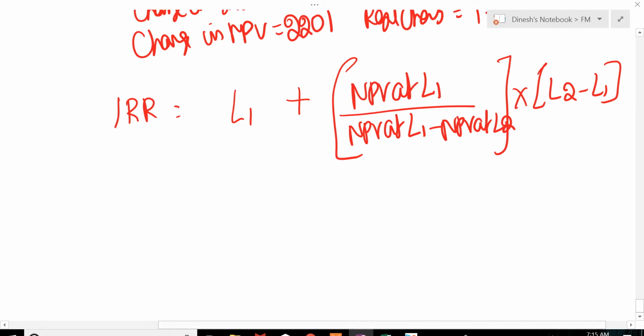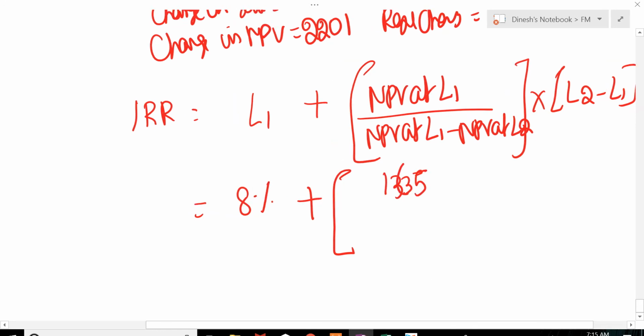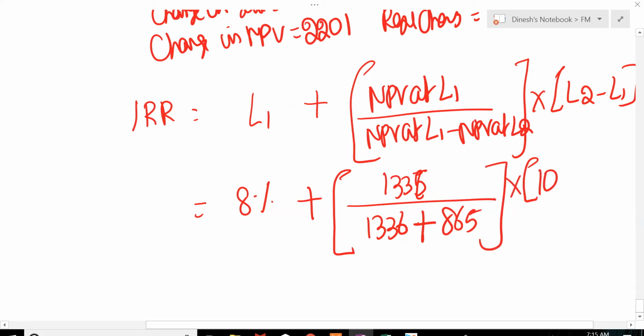What is the lower discount rate we have used here? 8% plus. At 8%, what was the NPV? 1336, divided by 1336 minus of minus 865, into 10% minus 8%. When you do the calculation, please ignore the percentage. It's basically 8 plus 1336 divided by 1336 plus 865, into 10 minus 8. Ignore the percentages for the time being. Do all the calculation and finally attach a percentage. Otherwise, there's a scope for confusion.